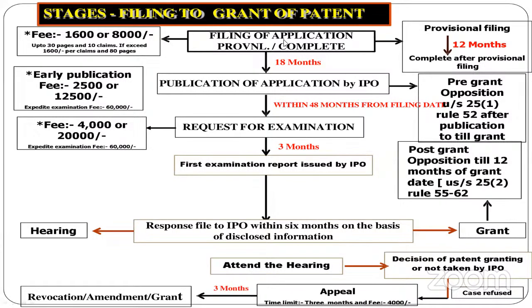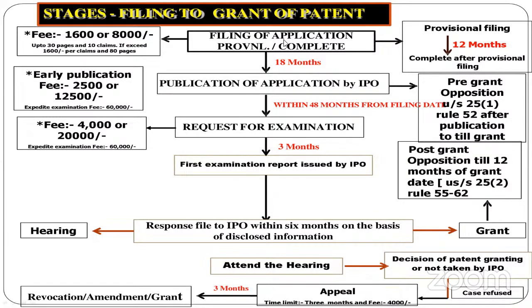The fee for filing the provisional application is 1,600 rupees for academic institutes and 8,000 rupees for others, up to 30 pages and 10 claims for the complete specification. If it exceeds that, the fee is 1,600 rupees per claim and 800 rupees per page.